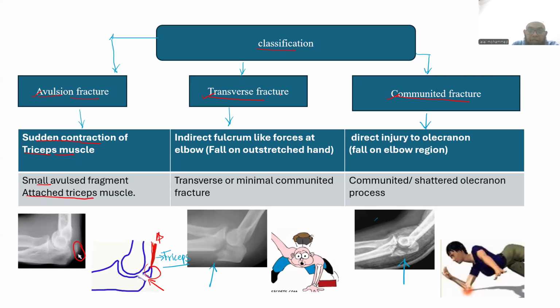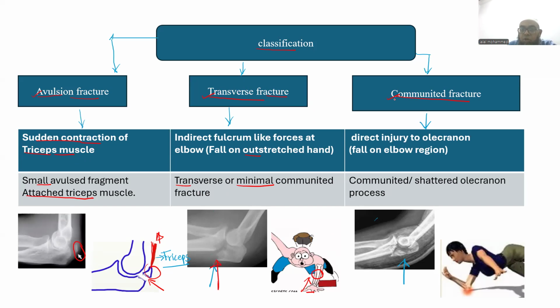The other is the transverse fracture. Transverse fracture happens as in our clinical case I described in the beginning. There is an indirect force transmitted to the elbow due to the fall on the outstretched hand. So there is a transverse fracture or a fracture which has minimal comminution. So this is an example of the transverse fracture.